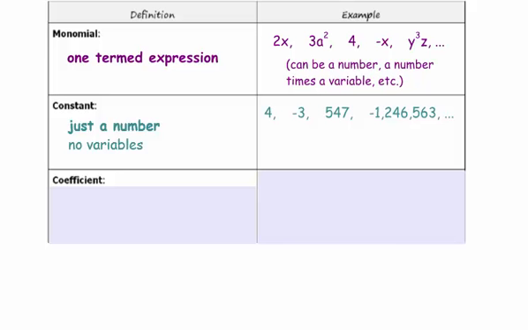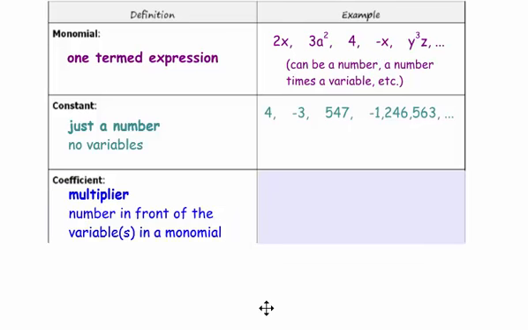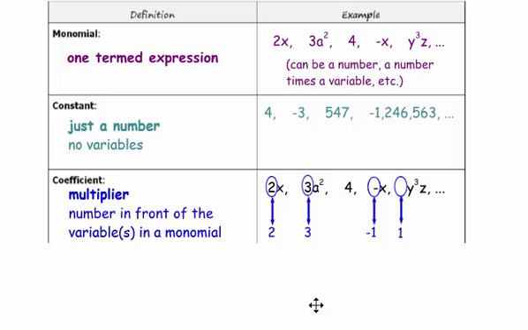Then a coefficient is the constant number that's being multiplied times a variable. So if you look up here in our examples, 2 is the coefficient in front of x. 4 is a constant. Each of these separately is a monomial. Over here, -1, the unwritten number, is the coefficient. And we've used that term quite a bit as well. So it's the multiplier. Again, pause the video if you need more time.